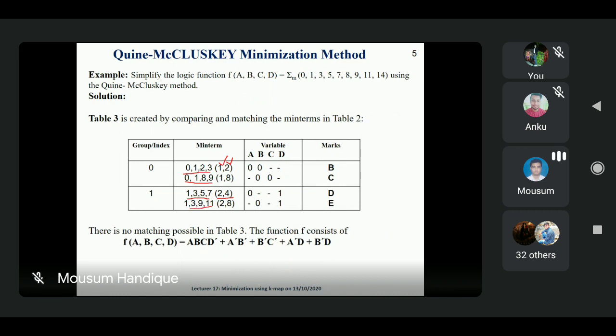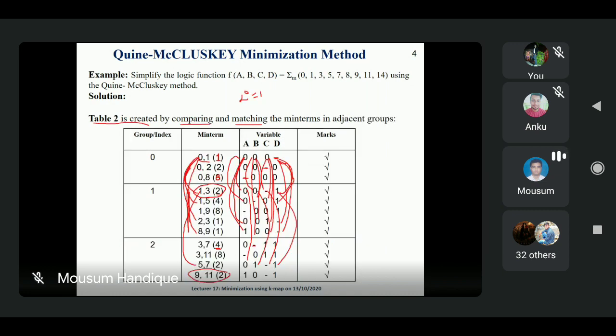So 0, 1, 2, 3. 0, 1. So this one is already compared. 0, 1, 2, 3. 2, 3. Which one is the 2, 3? This one is the 2, 3. But remember one thing. 1 is present here. Okay. This particular one is also present here. So this is also we can compare.